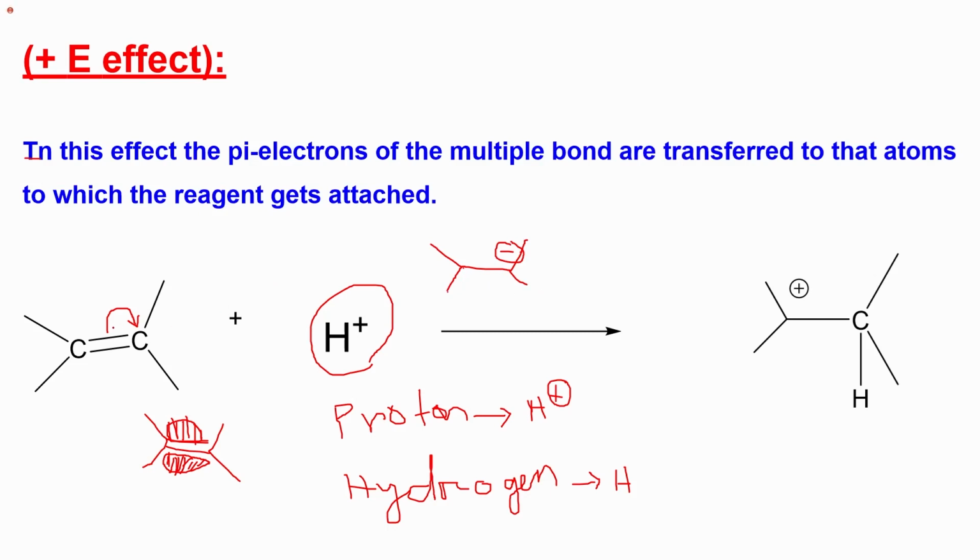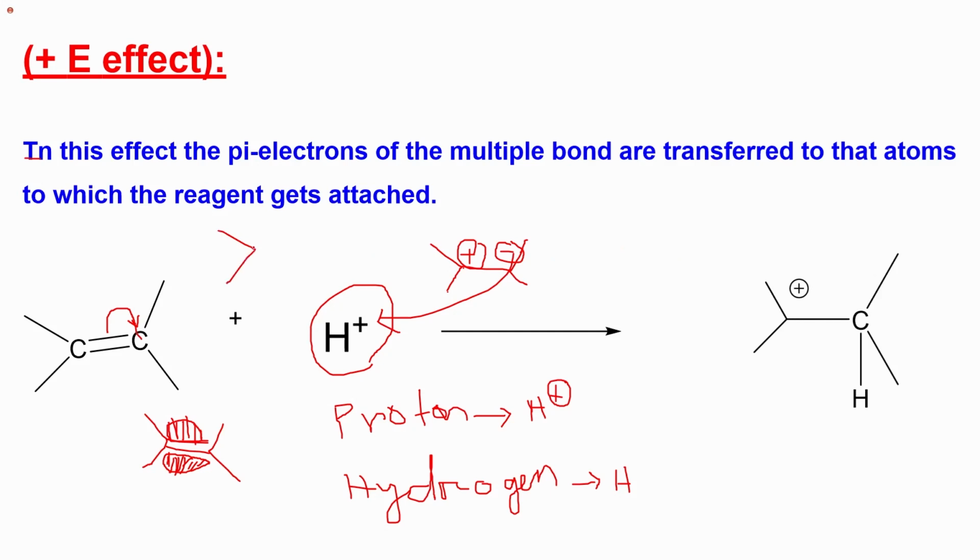Now, if the electron density goes here, what will happen? There is a positive charge and a negative charge, because if the whole electron density goes to one atom, there will definitely be generation of a positive charge on the other. Now let's say we have a proton, H plus. Negative and positive have attraction, so the negative carbon will take this proton.